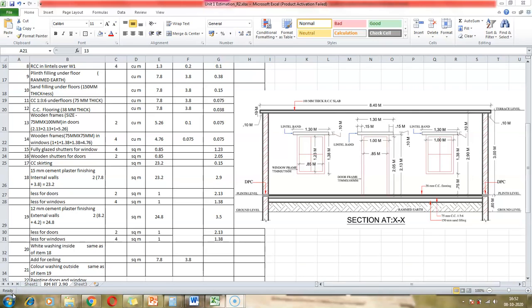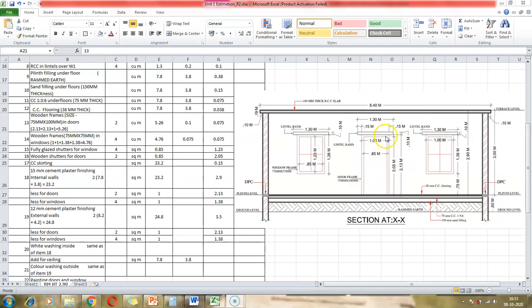The next item that we are looking at is the wooden frames in doors. This is item number 13, and it has been specified that the frame size of the door is 75 mm by 100 mm, and we are looking at the single door that we have in the section. In order to find the total length of the frame, we know that we have to find the height of the door and the width of the door. So the height of the door, as we can see in the drawing, is 2.13. The height of the frame is 2.13.